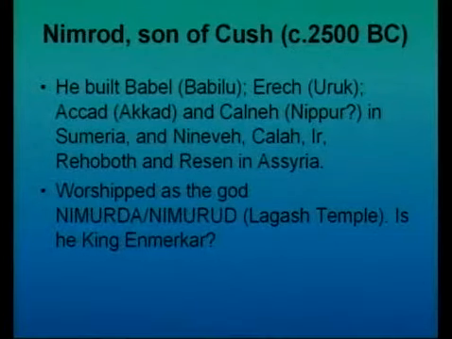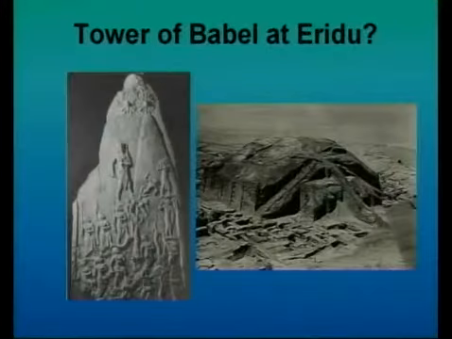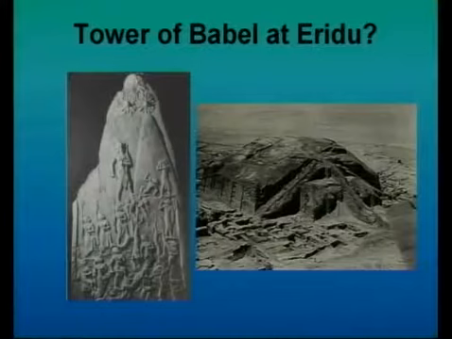Now, he was worshipped as a god, as Nimrod in the Lagash temple, we find. And as I mentioned before, some scholars reckon he's King Enmerkar, who's called the hunter in the clay tablets of the ancient civilizations, which is exactly what Nimrod's called in Genesis. If you look at these two pictures, on the right-hand side, you'll see what's called a ziggurat, a temple. And this is at Eridu, which is mentioned as Irad in Genesis. And there's some debate over whether this was the actual Tower of Babel or not.